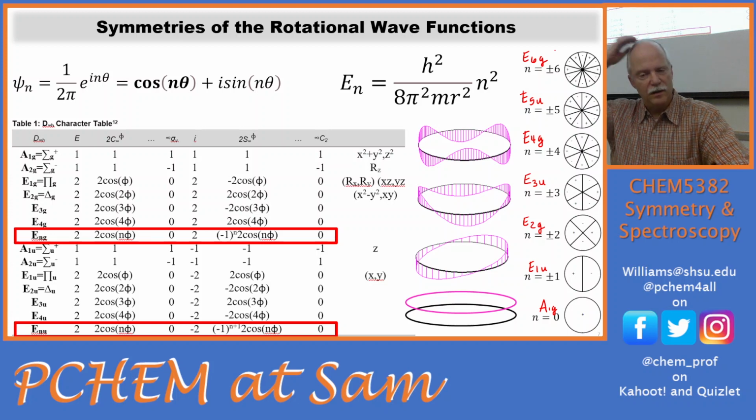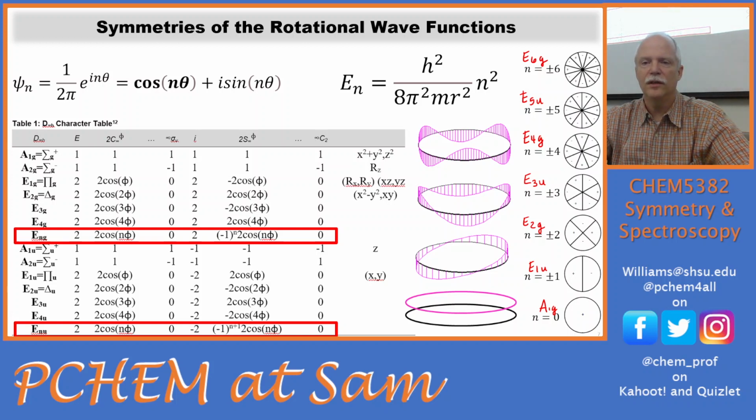E6G. So now we know, and we can go up to infinity. We just keep counting and adding up G's and U's, and the quantum number is the subscript.